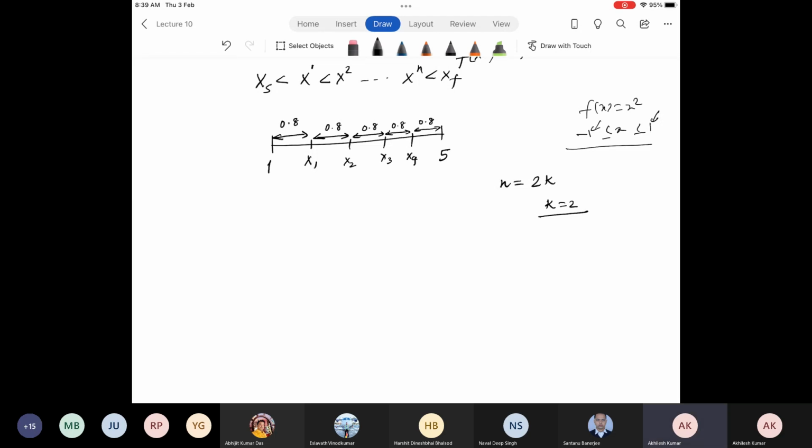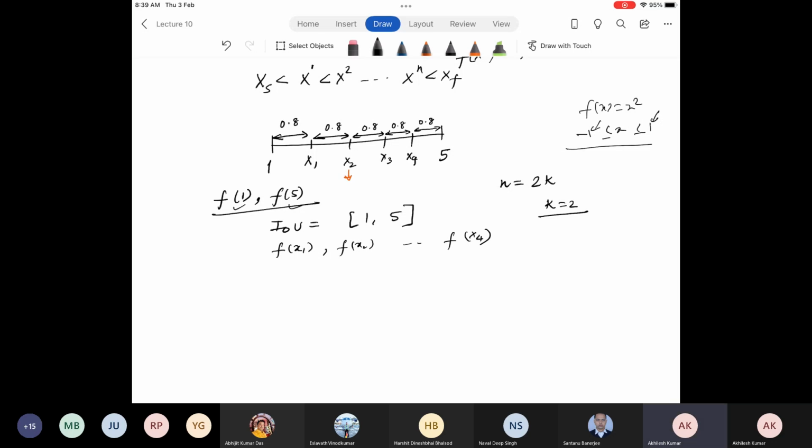Fair enough. After you have divided into n parts, you will calculate f at the points. When I say f1 and f5, or the initial interval of uncertainty is 1, 5, I already know f1 and f5. So I will evaluate fx1, fx2 until fx4, and f1 and f5 we already know.